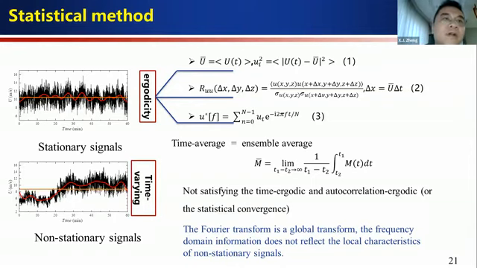While the essence of a non-stationary process is that its statistics vary with time, not satisfying the time ergodic and autocorrelation ergodic, or saying the statistical convergence. So the time average does not work for non-stationary signals. Furthermore, the Fourier transform is a global transform, and the frequency domain information does not reflect the local characteristics of non-stationary signals.